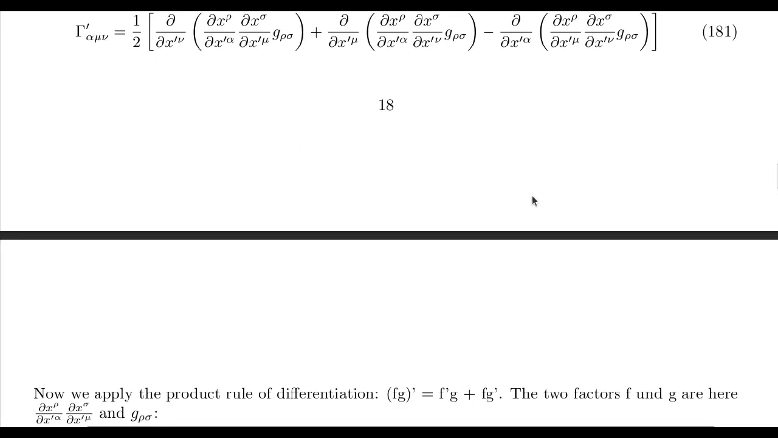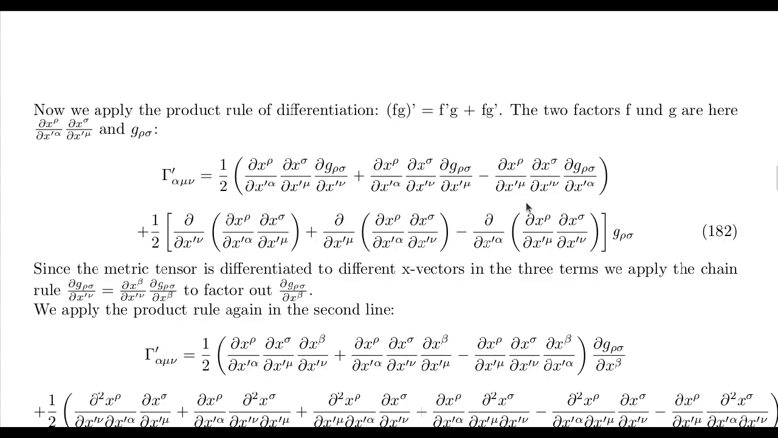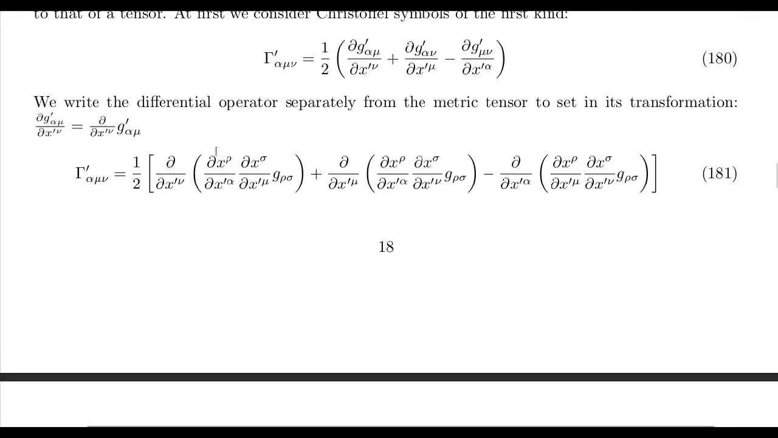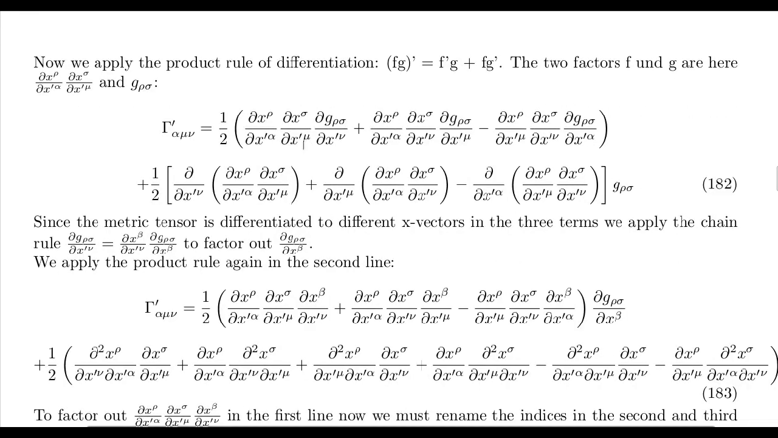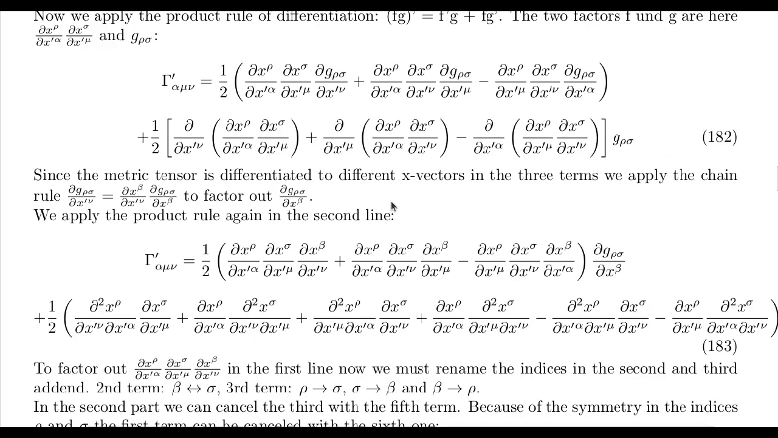And now we apply again the product rule of differentiation, and so we get this expression here, because we have here 2 factors, we can say, and the differential operator here is applied to this product of the differential quotients and G. And so we get here always an addend with the differential quotient G here, and we get here an addend with only the differential quotient and the differential operator, where we can factor out G. Okay, this is 182.